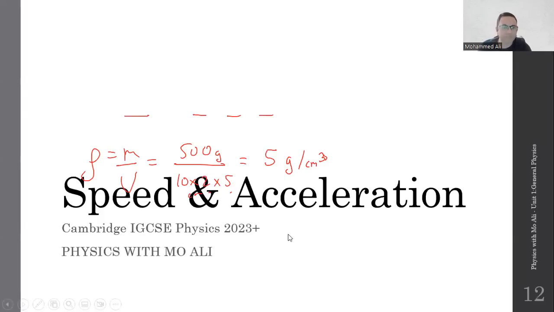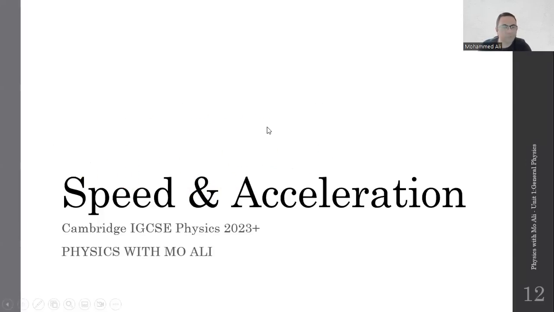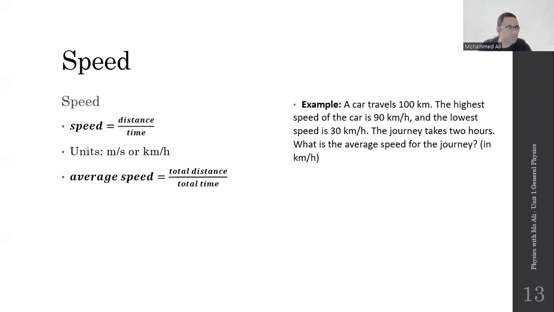Moving on. Oops. Let's talk about speed and acceleration. Very quickly. What is speed? Distance over time. Speed is nothing more than distance over time. It's either meters per second or kilometers per hour, depending on the question. Careful with the units. If I ask you to calculate average speed, it's the same thing. It's just total distance over total time.